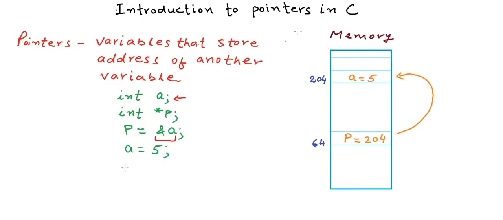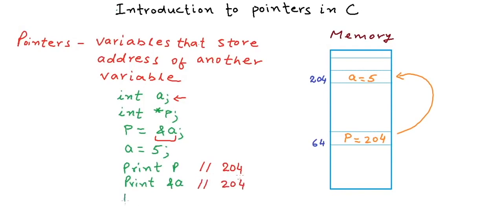Now what will happen if I print p? What will be the output? Any guesses? Think about it. Okay, so if we try to print p, then the output will be 204 because p has a value 204. What if we simply try to print &a? Ampersand of a also gives us the address of a, so this will also be 204.